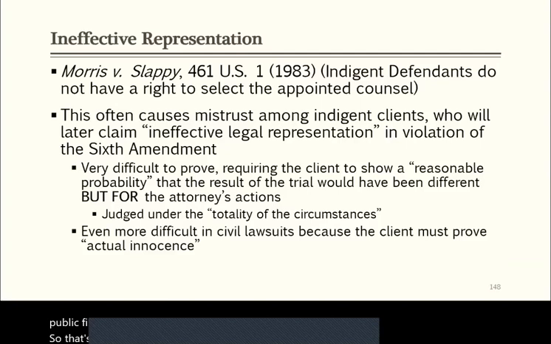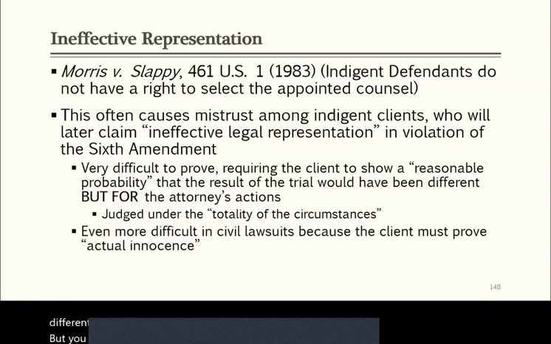So if we get to Morris v. Slappy, and I love this one, another great name. It's a 1983 case, right? So what this case holds is that indigent defendants do not have a right to select the appointed counsel, right? So basically you don't get to choose who your lawyer will be, right? The court chooses. Usually it's the public defender's office. Some jurisdictions, you basically have to take turns. Like you get on the list and you get a case. So there's a lot of different ways that counsel is actually appointed, but you don't get the choice.